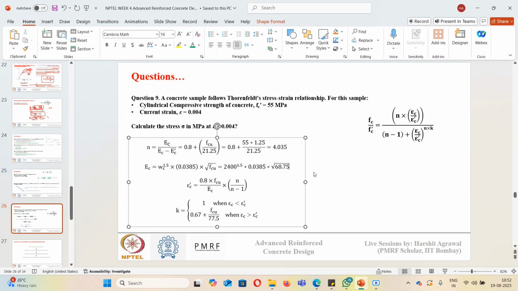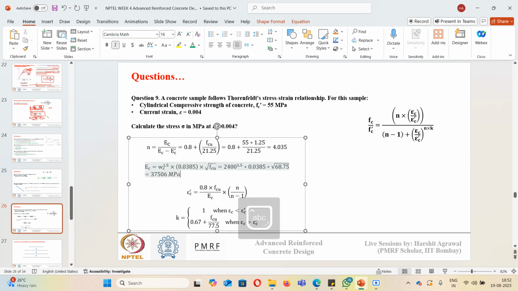So using this we calculate the value of Ec, the modulus of elasticity of concrete, and that will come out to be 37505 MPa. Now we know the value of Ec, we know the value of n, and we know fcu. So we can calculate epsilon c dash.